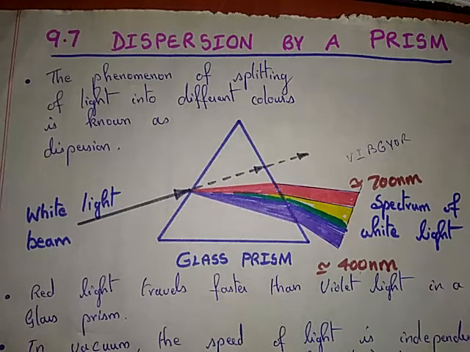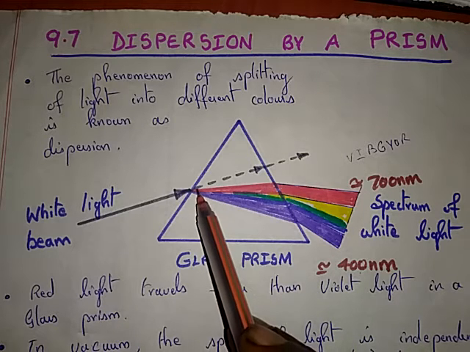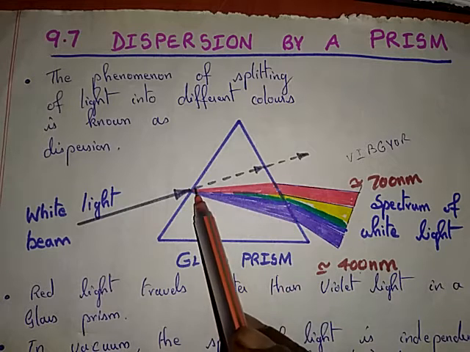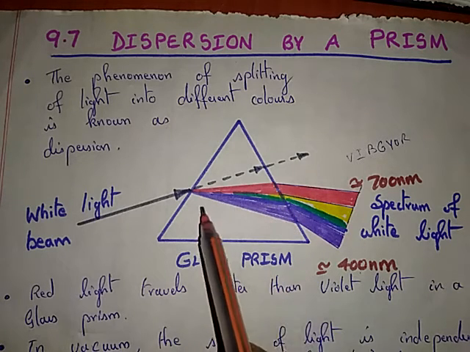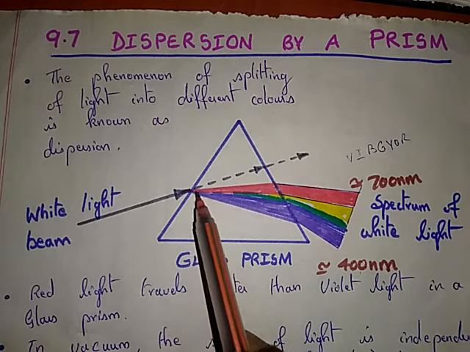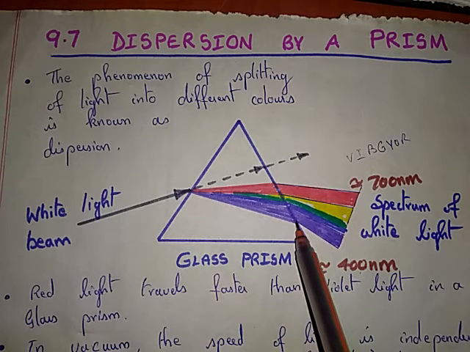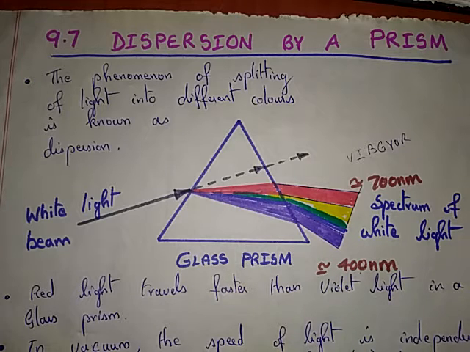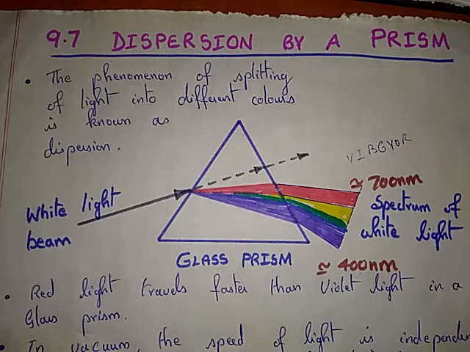And also the red light travels faster than violet light in a glass prism. If you see the red light, to travel from this point to this point, it will take a short time compared to violet, because violet has to travel this much distance, so the time required will be more for violet.